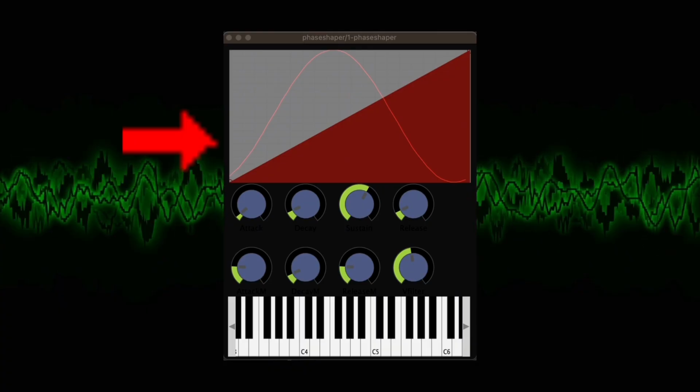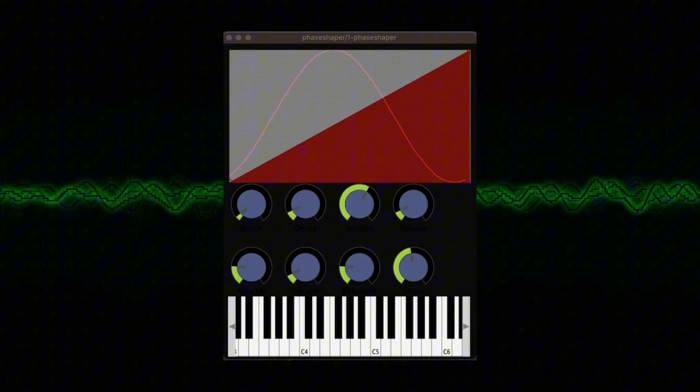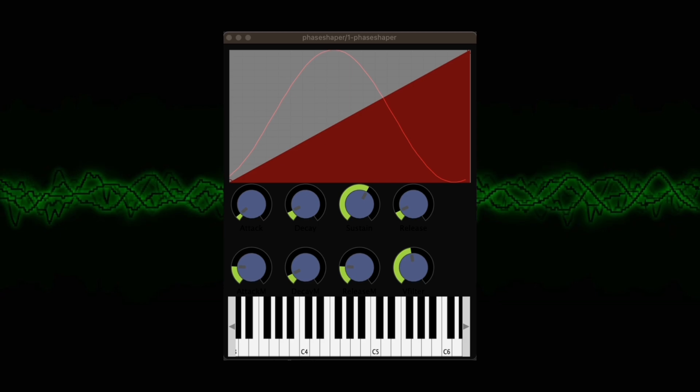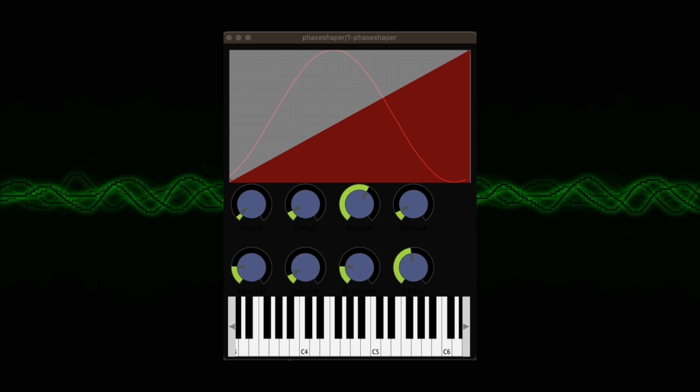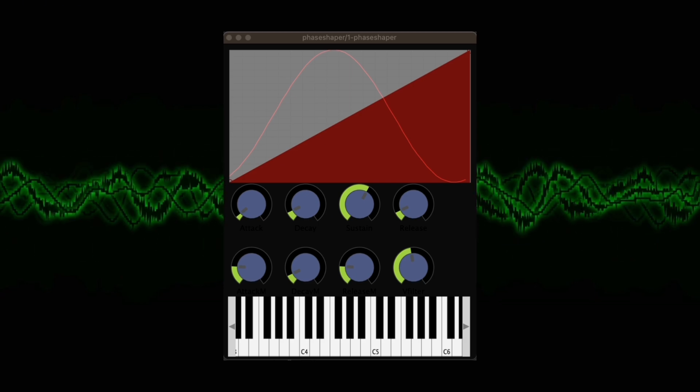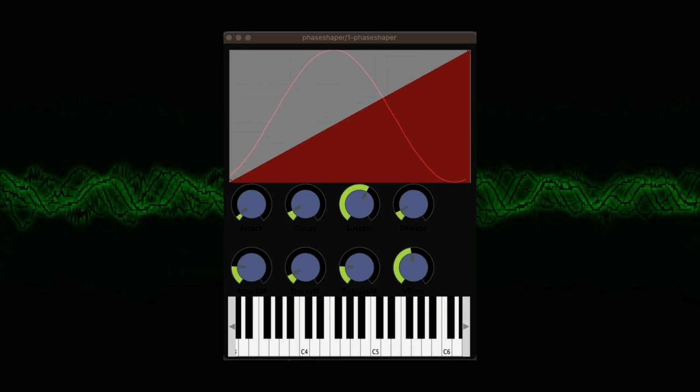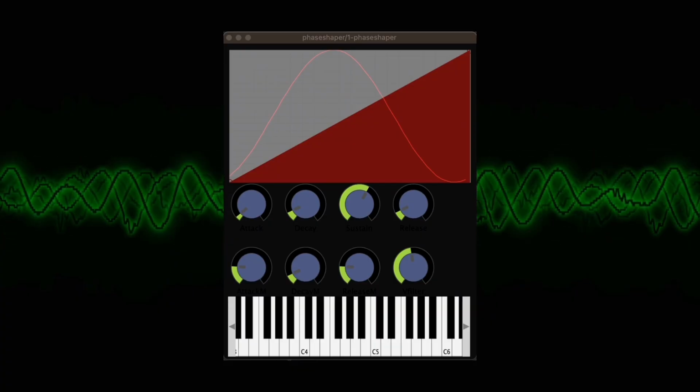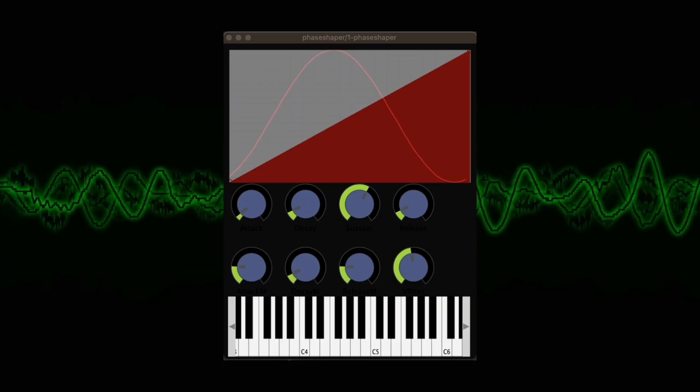It is a type of synthesis that is totally digital, but unlike some other forms of early digital synthesis, for example, FM synthesis, it is very easy to visualize in a similar way to traditional analog synthesis.